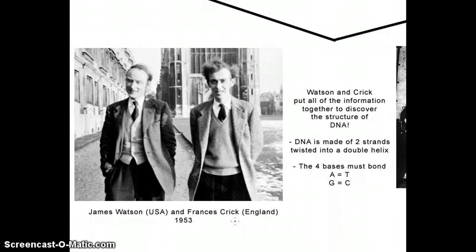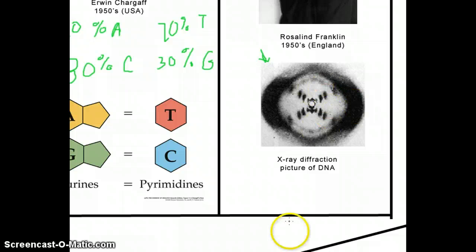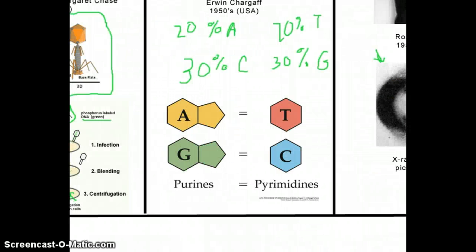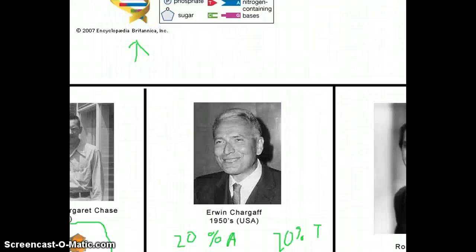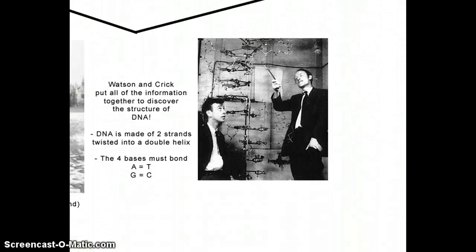And they were looking at all this information that everybody had figured out, and they put it all together. So they used that picture that Rosalind Franklin had come up with, and they discovered that this picture is how DNA looks like a double helix. So you look at the picture we looked at the beginning. You see the double helix? It's 2 strands twisted together. So Watson and Crick discovered that.